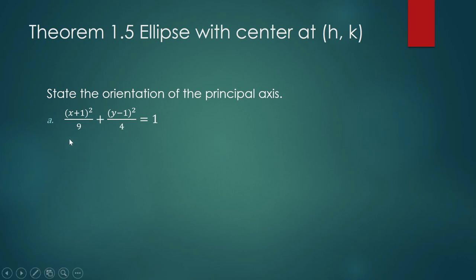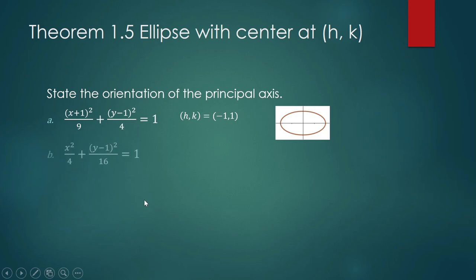Okay, so let us state the orientation of your principal axis. What is the value of a here? This is a. What are the coordinates of your center? It's (-1, 1). And since our a squared is below x, our principal axis is horizontal. What would be your center? (0, 1). What would be the value of a squared? Okay, so the larger denominator between the two denominators is a squared. So a squared is 16. It's under y. Our principal axis is vertical.